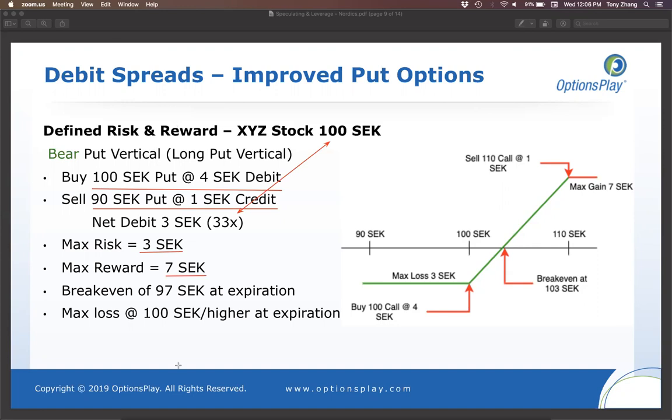And what you've done here is you've improved your break even. So instead of having the stock move 4 crowns lower to make money, you only have to move 3 crowns lower, which improves your probability of making money on this particular trade. And your max loss is reduced too: if the stock is at 100 crowns or higher, you would lose 3 crowns instead of 4 crowns.